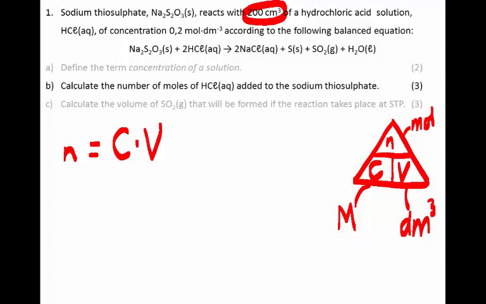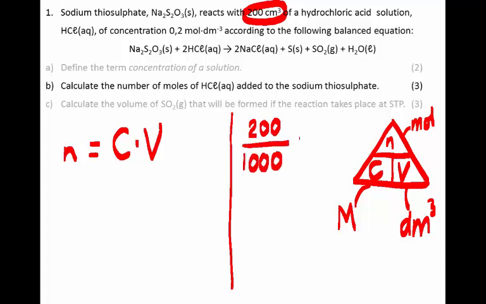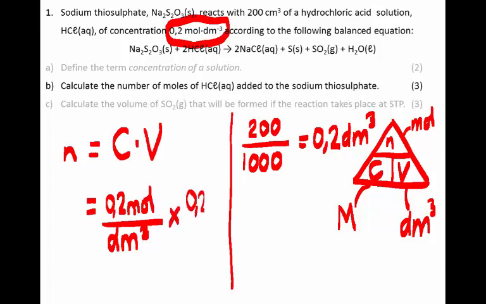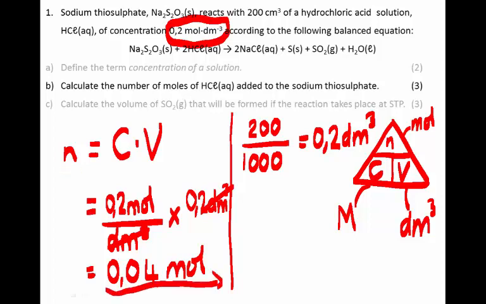So we first need to convert 200 centimeter cubed to decimeter cubed. Now we can just do it very simply by dividing by 1,000, and that gives us 0.2 decimeter cubed. And then we can substitute into the equation. We are given the concentration 0.2 mole per decimeter cubed. Let's actually put in the units. That's the same thing as molar multiplied by the volume, which is 0.2 decimeter cubed. 0.2 multiplied by 0.2 is equal to 0.04. The decimeter cubes cancel. We're left with moles, which is the unit of number of moles n, so that's not surprising. And there we have the answer to B.